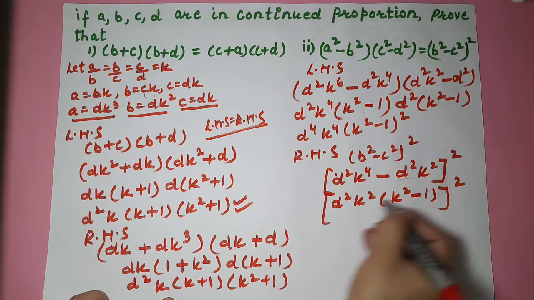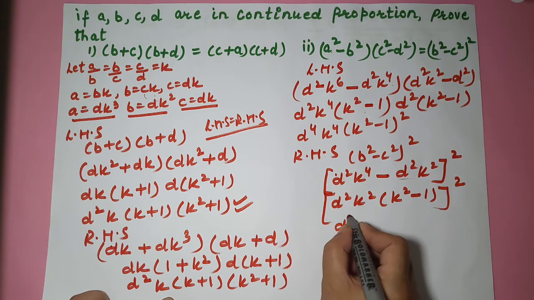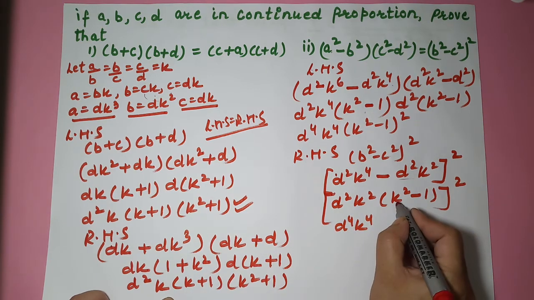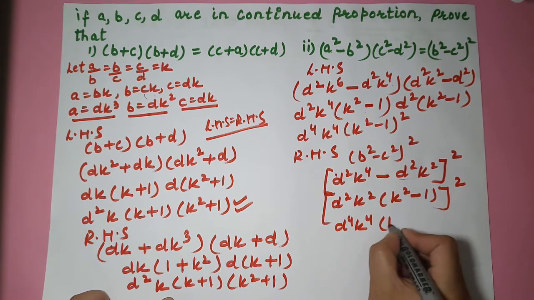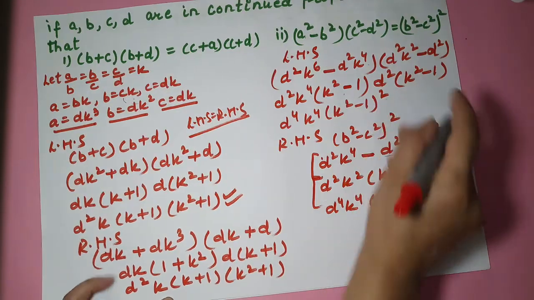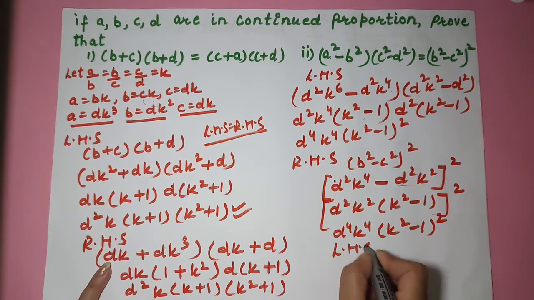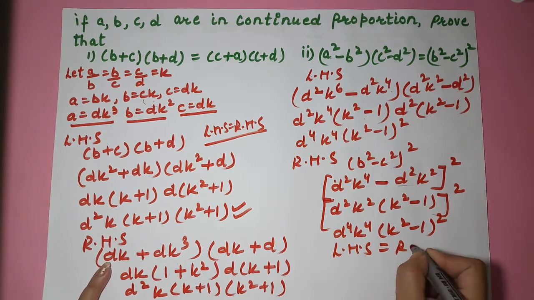Fine. So let me open the square. D square K square whole square is D4 K4 and K square minus 1 whole square is K square minus 1 whole square. Was that my left hand side? Yes, it was. So I have proved that left hand side is equal to right hand side.